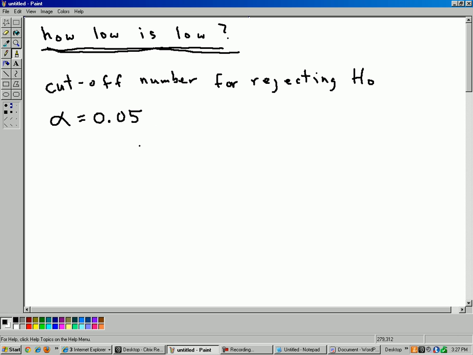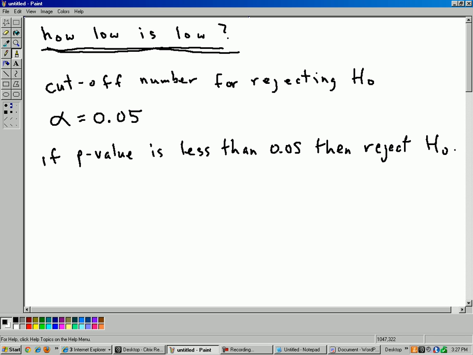In other words, if you decide to set your cutoff number to be 0.05, then for step four, your conclusion stage, you say if your p-value is less than 0.05, then you reject that null hypothesis. All right, so if you have no idea and you just want to get a number, then just use 0.05.